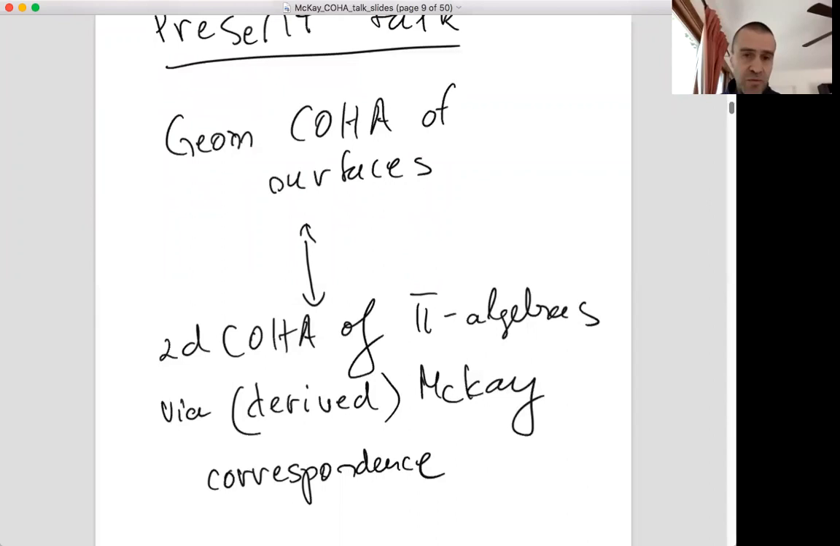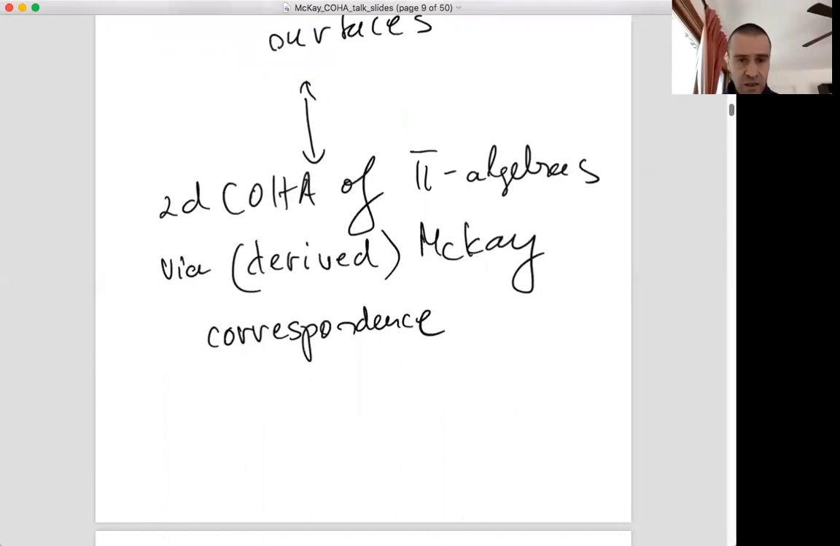Another motivation is to find explicit presentations for the cohomological Hall algebra of semi-stable objects. I'm going to explain that a bit later once I describe the setup.